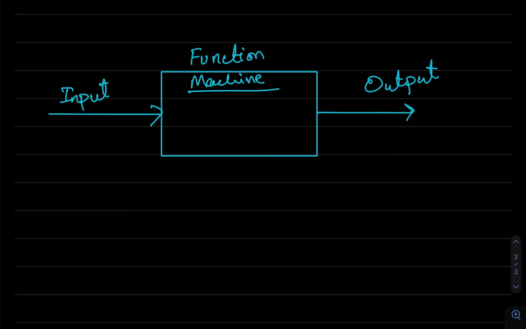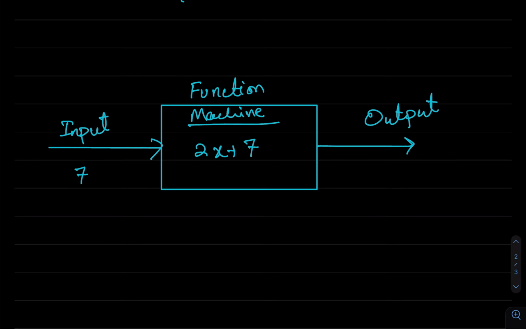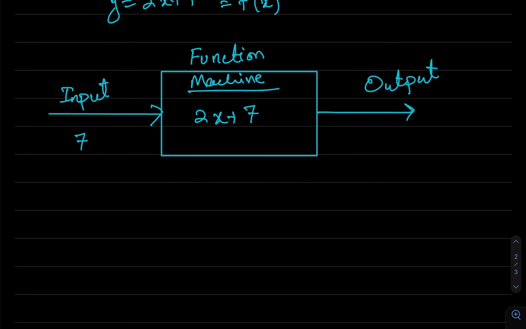Now let's say the function was 2x plus 7, for instance. If we input the number 7, let's say, what we basically did was, the function is y equals 2x plus 7, and it is equal to f of x, because it is a function. So what we're doing is we're inputting 7 inside this function f.